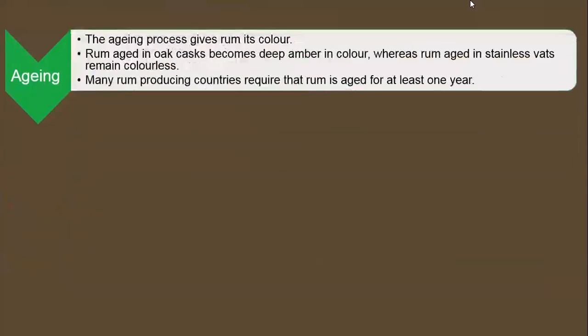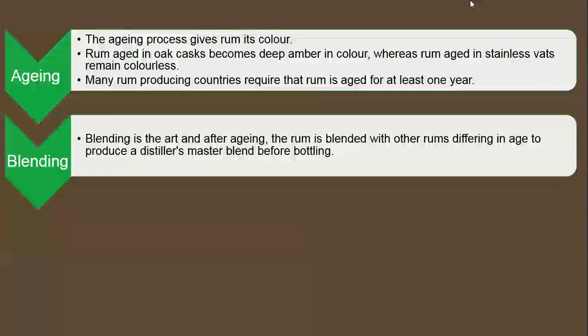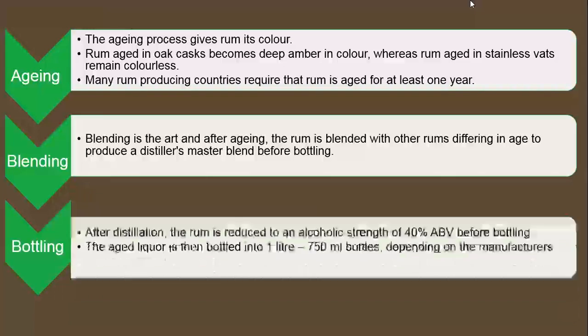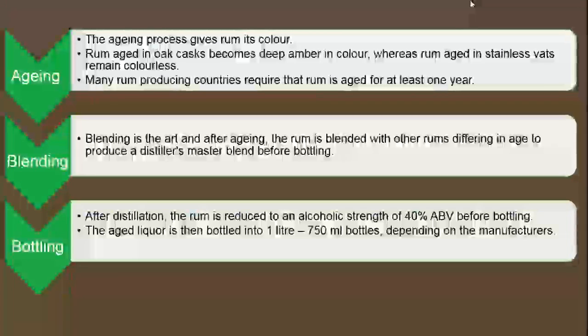Moving ahead, we have aging and blending. The aging process gives rum its color. Rum aged in oak cask becomes deep amber in color, whereas rum aged in stainless steel vats remains colorless. Many rum producing countries require that rum be aged for at least 1 year, preferably in used bourbon whiskey casks. The next step is blending.